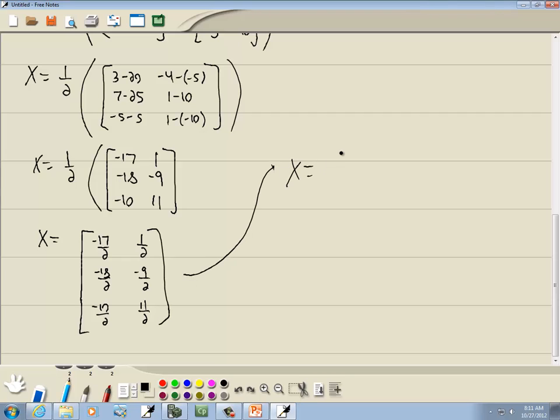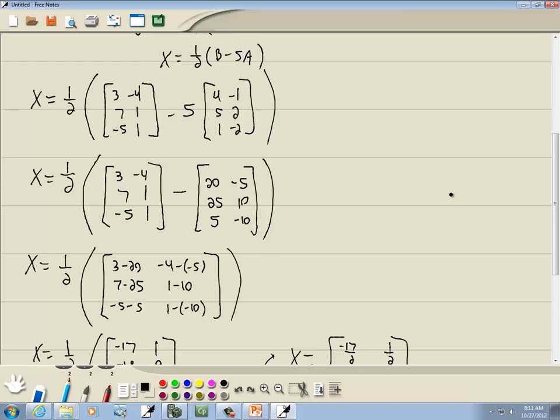Do a little bit of simplifying. So I got negative 17 halves. I got 1 half. Negative 18 divided by 2 is negative 9. And negative 9 halves. Negative 10 divided by 2 is negative 5. And 11 halves. Assuming I didn't make a basic math error somewhere, that would be our answer.